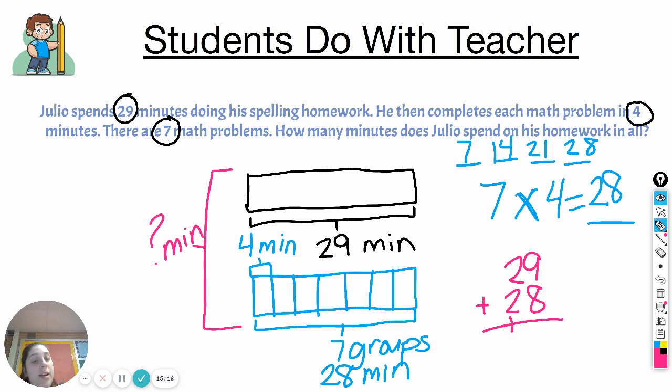So that's 1 ten and 7 ones make 17. Now we add 2 plus 2. Well, 2 doubled is 4, plus one more is 5. So we know that it takes 57 minutes for Julio to finish all of his homework.